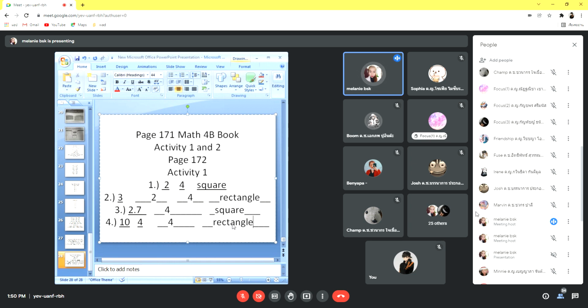13 points, children. Focus 1. Who else? 13 points. Okay, put your hands down. Put your hand down, Shem also. Okay, lower your hands, children. Lower your hands. Very good, for those who got 14 and 13. Focus 2 also. Okay, great job.